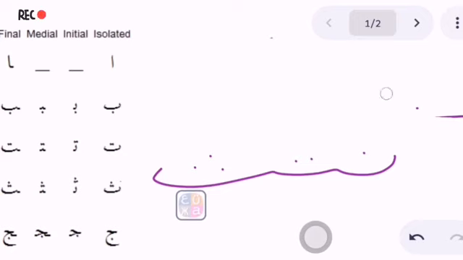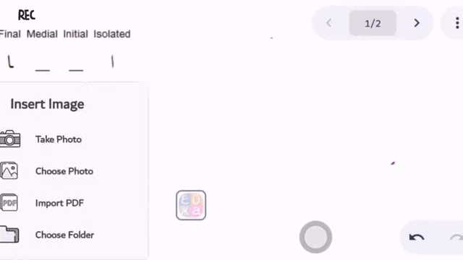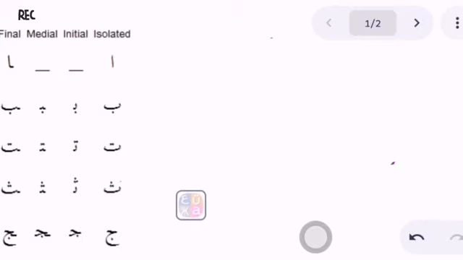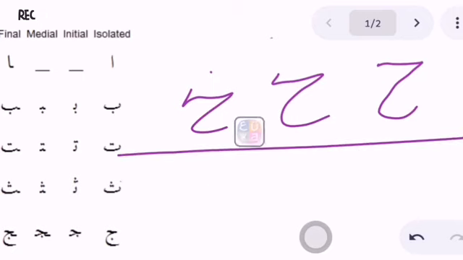After we've read Ba, Ta, Tha, then we have Jim, Ha, and Kho. Jim, Ha, and Kho. These 3 letters also have the same structure.